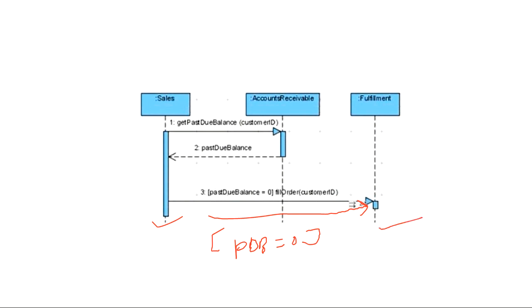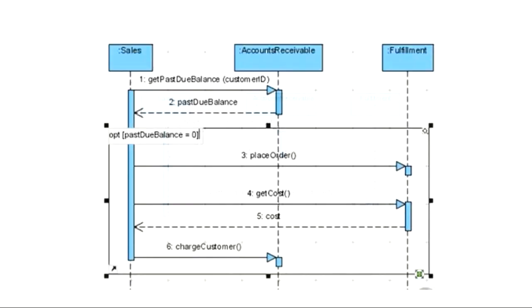So this is good for 1 or 2 messages, right? But if you have hundreds or say 10 or 15 messages even, so हर 10 या 15 लाइन के ऊपर ऐसे guard condition बनाना is a hectic task, right? So that is why we will go for the loops or the interaction frames basically.